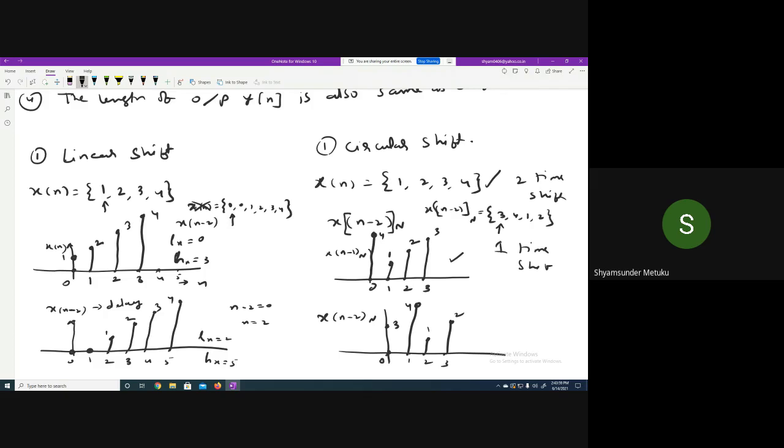Yes or no? What is the length of x of n minus 2 in the linear shift? 6. Very good. Length is equal to 6. What about length here? 4. Very good. So how many times you shift, the length will not change.